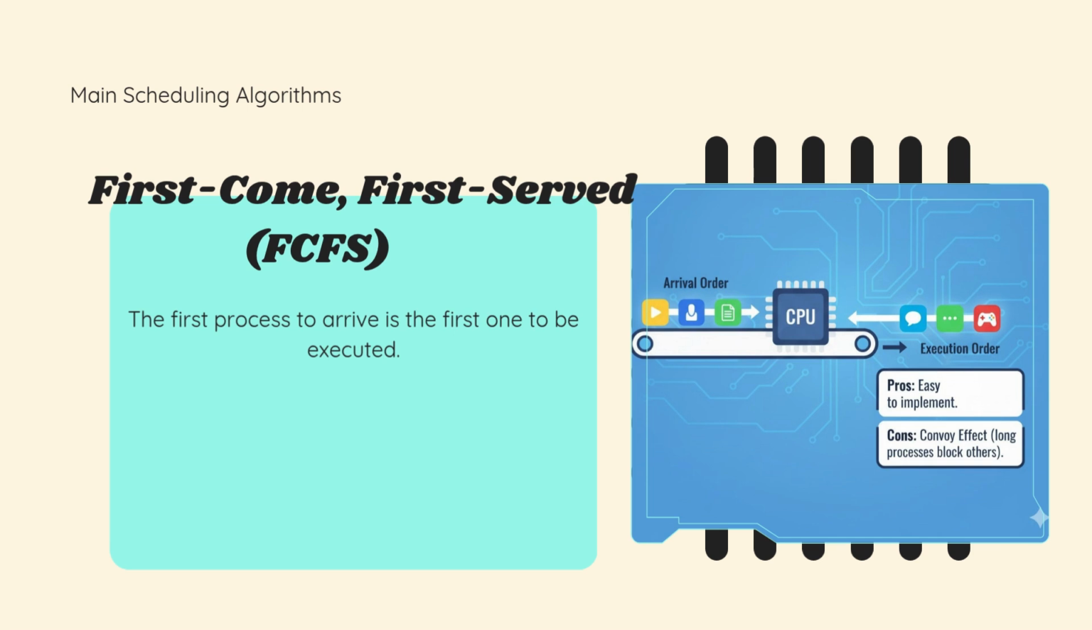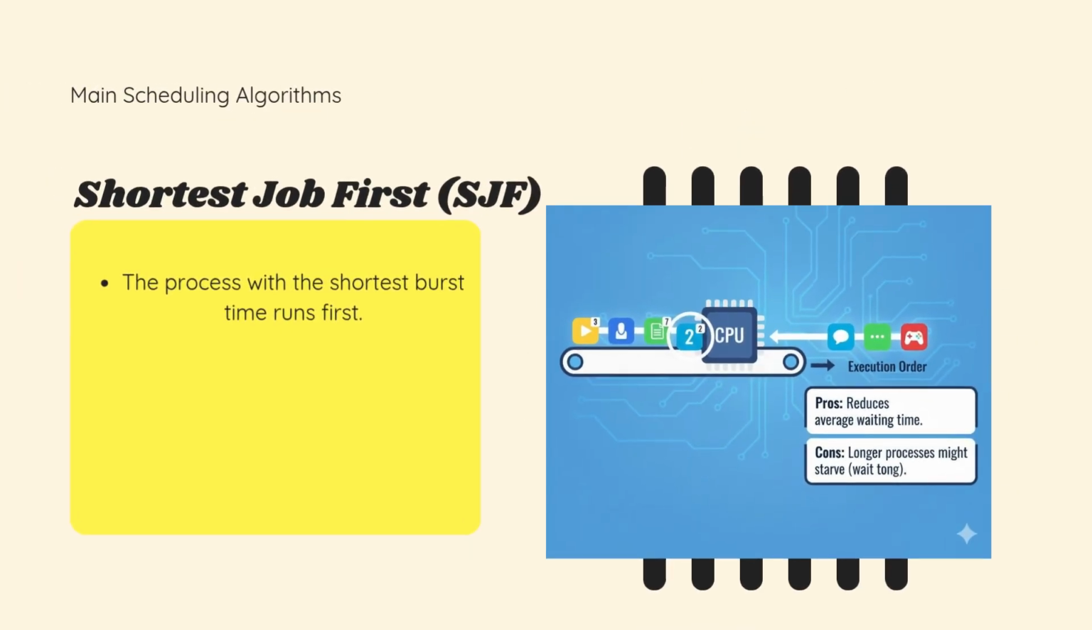Let's proceed to shortest job first. In shortest job first, the process with the shortest burst time runs first. Here the CPU chooses the process with the shortest execution time first. It also has pros and cons. The pro is that it reduces average waiting time, while the con is that longer processes might starve, meaning they wait for a long time.